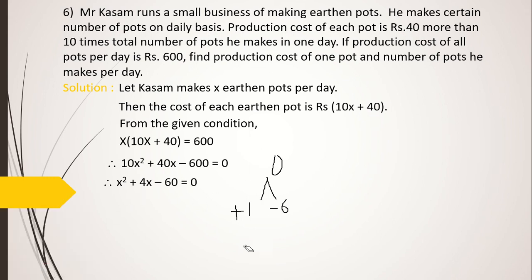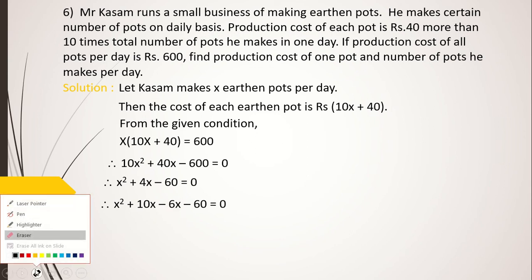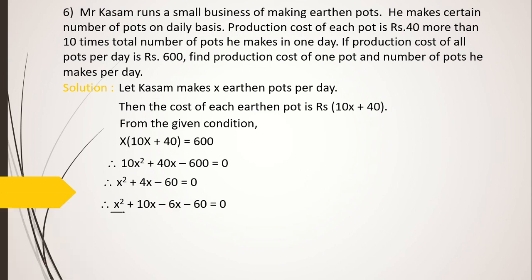Split the middle term now. We have learnt already in the earlier practice sets how to factorize. Okay, so this is how we split the middle term. Now group them: x square plus 10x together, and minus 6x minus 60 together, and take common. From here we will take x common. What remains inside is x plus 10. And from here we will take 6x common, group these two, group these two. From here we take x common, and from here we take minus 6 common.